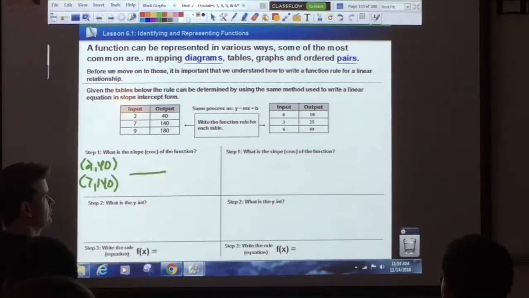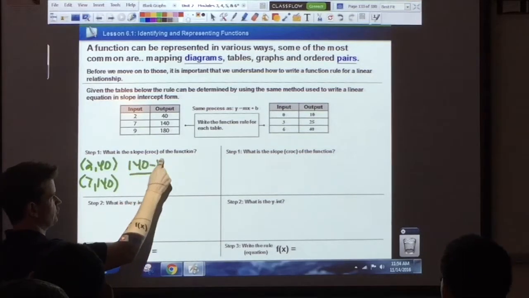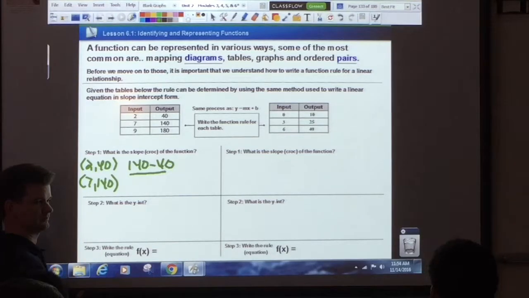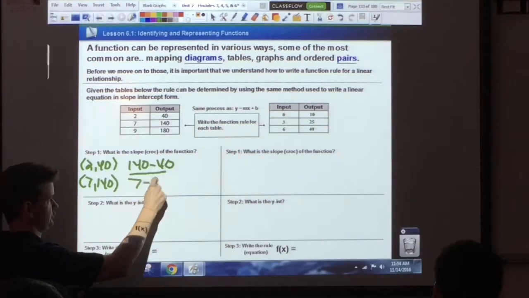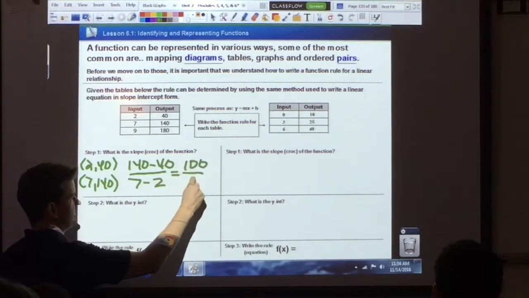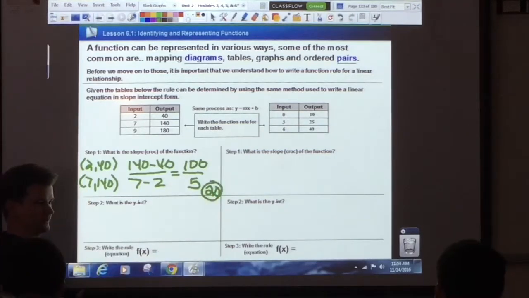So, tell me, what are you writing? 140 minus 40. Do you know how to do this? Feel free to work ahead. What goes in the bottom? 7 minus 2. Just make sure that your work matches ours. 140 minus 40 is 100. 7 minus 2 is 5. So that means my slope here is going to be 20.